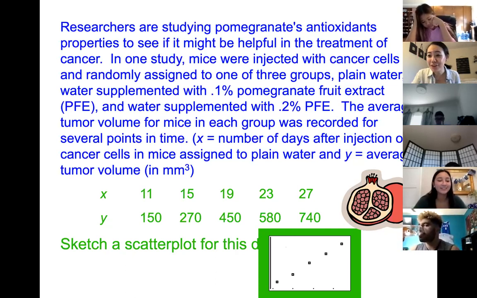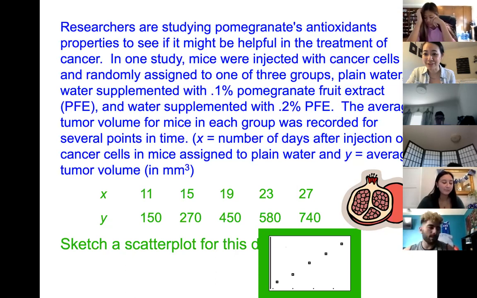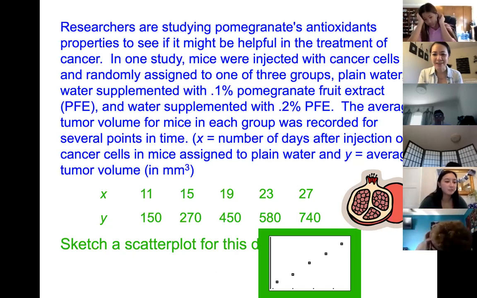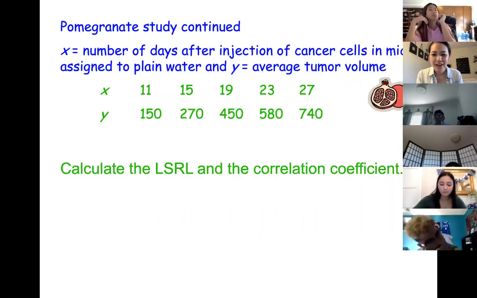All right, so hopefully your graph looks like that, and that means you graphed it correctly. It's very, very strong. R looks like it's going to be really, really close to 1. Good. So that's our sketch of the scatter plot. Don't worry about sketching it. If you have it on your calculator, you're good. Let's calculate the LSRL now.